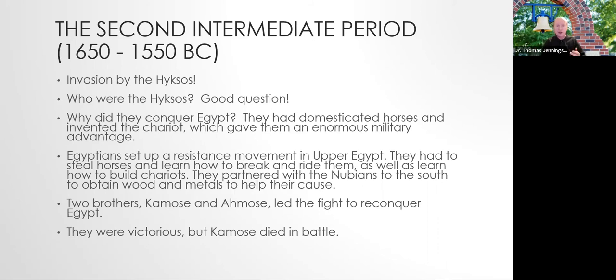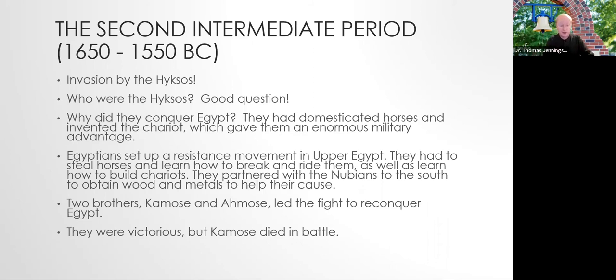So the Egyptians set up a resistance movement out in Upper Egypt in the mountains. They had to sneak into towns in the middle of the night and steal horses until they got enough horses where they had their own cavalry. And then they had to learn how to break the horses and ride them, because they didn't know anything about saddles or anything like that, or even how to ride. So it took them, you know, a couple of decades to figure out how to do that. And then they needed to create chariots.